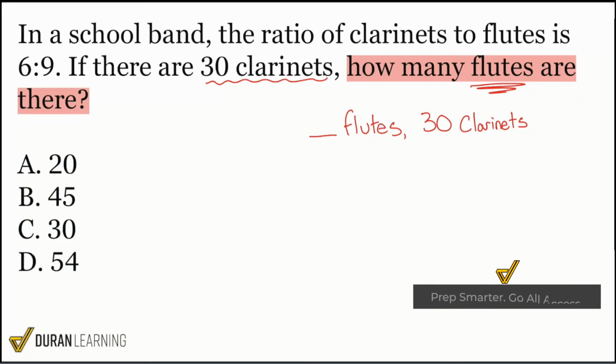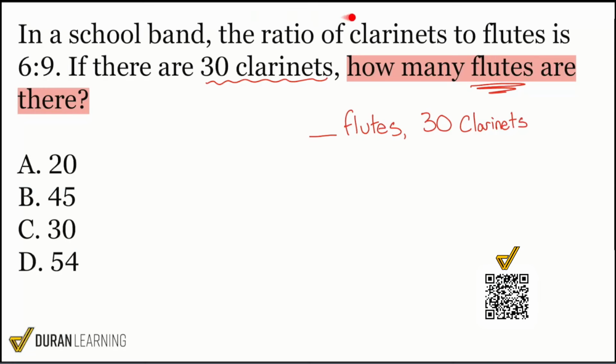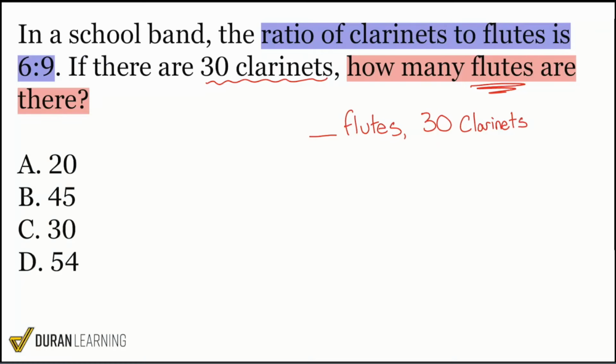Now, up next, in blue, we have that first sentence, and I'm going to highlight some portions here in blue. So here it says, in a school band, the ratio of clarinets to flutes is 6:9. So my party people, help me out. If I were to highlight that and write the ratio of clarinets to flutes 6:9, does that mean I'm going to be writing 6 flutes and then 9 clarinets? Is that what that means? No, that is incorrect.